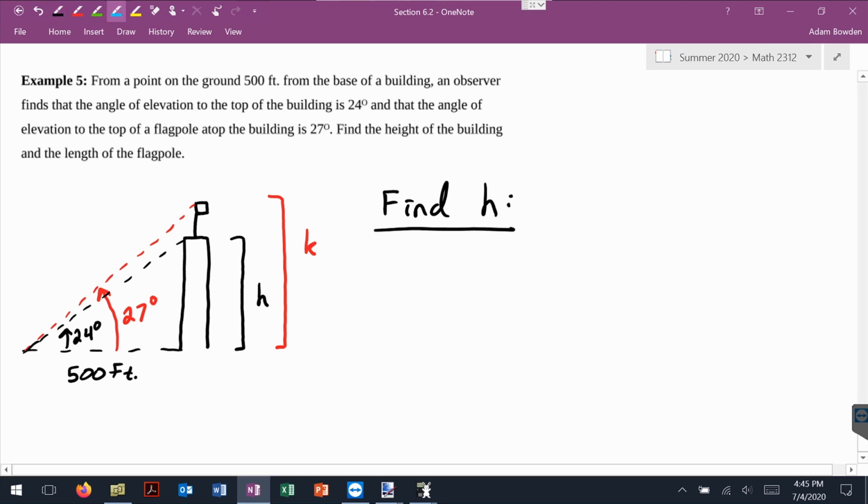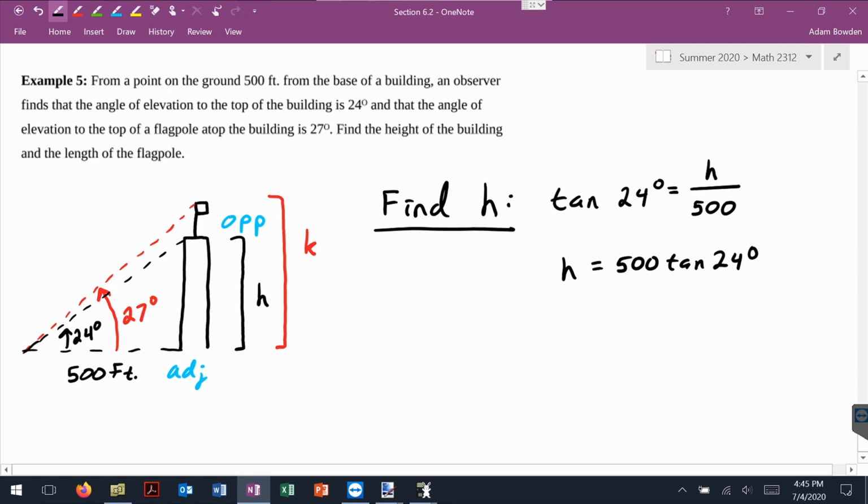Now the sides of the triangle we're dealing with here are, on this side would be opposite, and this side down here would be adjacent. So we're going to go back to using the tangent. Tangent of 24 degrees is equal to opposite h divided by adjacent 500. When we solve for h here, we'll get 500 tan 24 degrees. And when running that in the calculator, it turns into approximately 223 feet. So just the building itself is 223 feet.